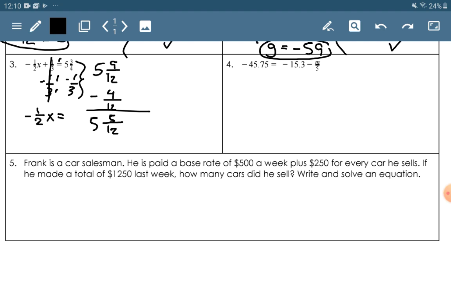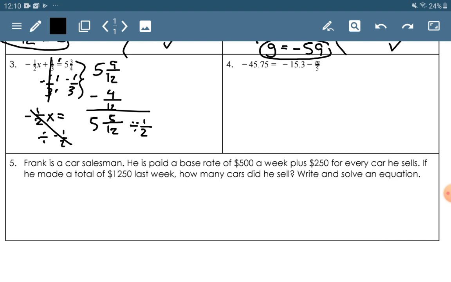In order to get rid of that negative 1/2, it's a number next to a letter. Whenever I have a number next to a letter, I don't care if it's positive, negative, fraction, decimal, or whole number, if I have a number right next to a letter, that shows multiplication. So the only way to get rid of it is dividing by negative 1/2. They're going to cancel out on the left side, and on the other side, I literally have to solve it.